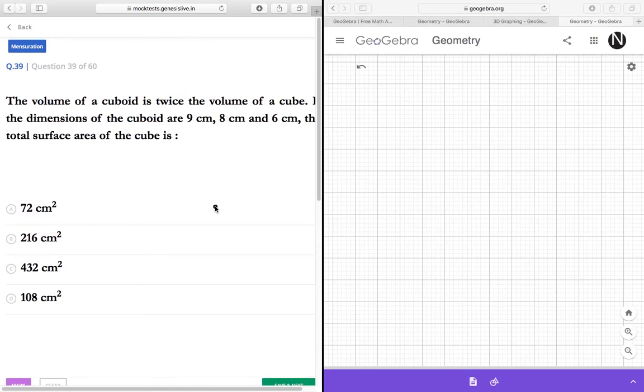The volume of a cuboid is twice the volume of a cube. One second.